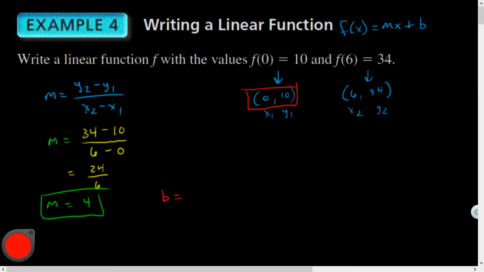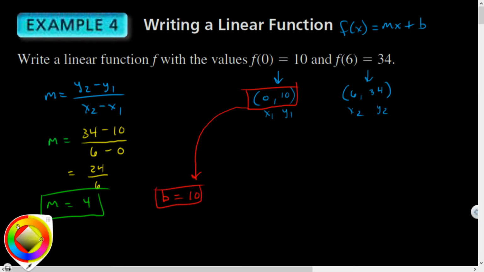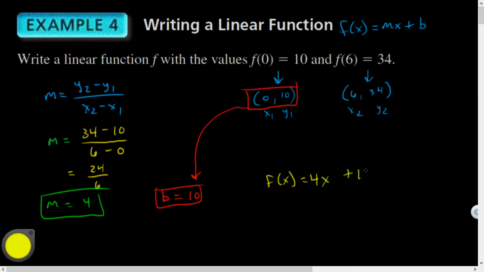The y-intercept occurs whenever the x-coordinate is 0. It turns out that 10 is the value of b. And so my equation of the line, instead of y equals, I'm going to use f of x equals m, which is 4, times x plus 10, which is b.